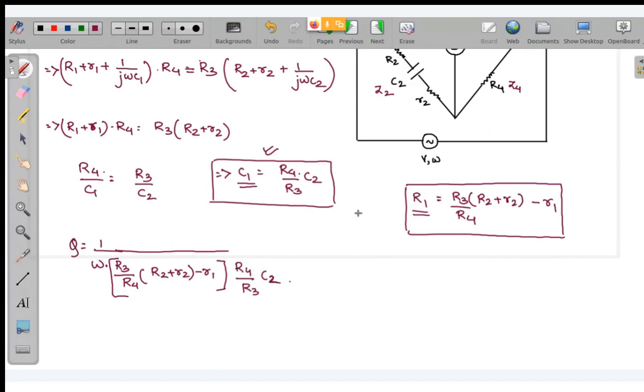Now suppose this capacitance value is ideal. Once again I am telling, this capacitor is ideal. Now if this is ideal, what will happen? Capital R2 will be equal to 0. So this will not be present over here anymore. Now if we don't have this R2, so what will happen? If we don't have this R2, then this will not be present either.